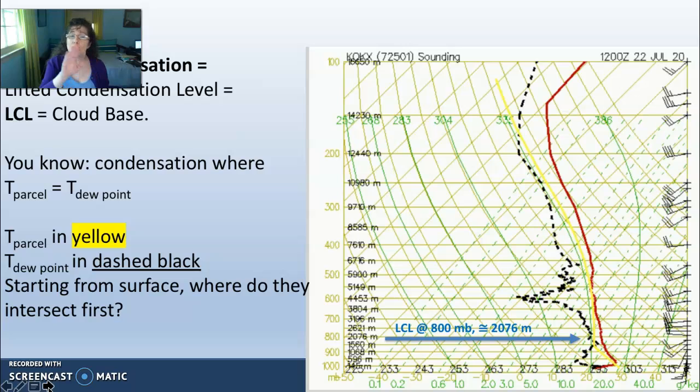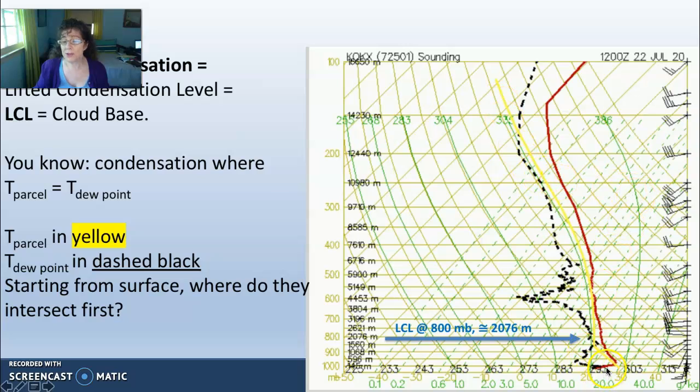What you know on a sounding, just to review, is that the red is the environmental lapse rate, and the dew point is the black dashed line. Now we're going to get to the point where you understand that the parcel temperature lapse rate is in yellow. Here's your parcel temperature lapse rate. Let's go over how we get that in there.